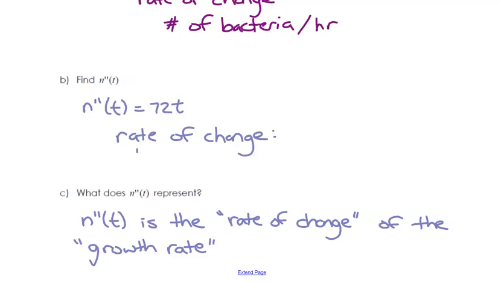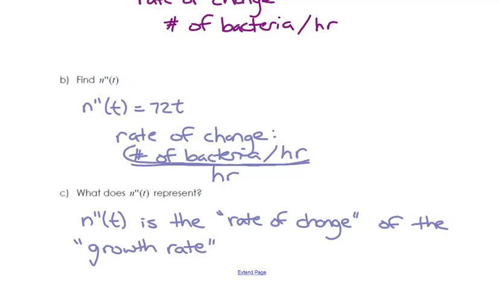Okay, so you have the number of bacteria per hour. That was n prime. Since you want n double prime, you're kind of comparing this over hours again. You're doing the rate of change of the growth rate. So how much is the growth rate changing with respect to time? So what does n double prime actually represent? It means the rate of change of the growth rate itself. So what is the change of the first derivative?